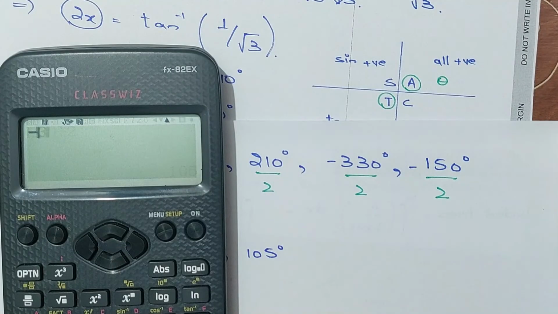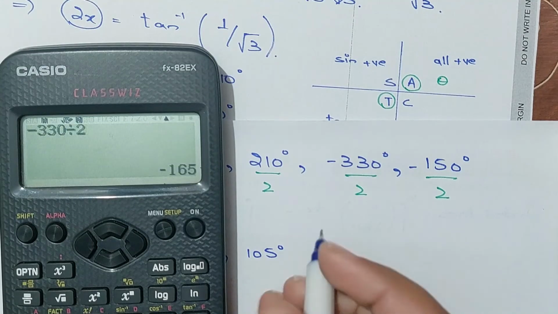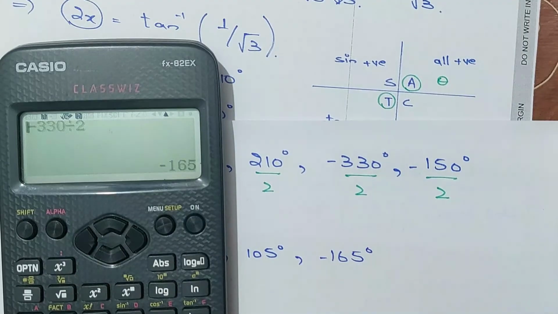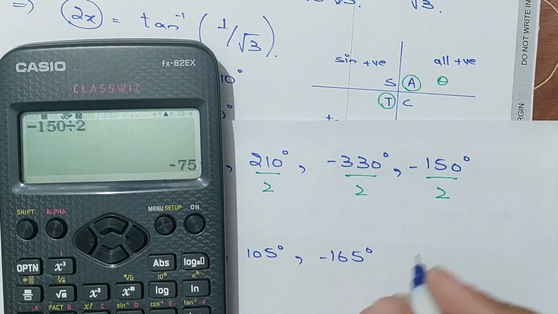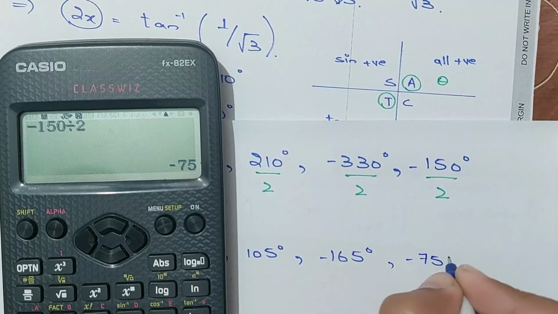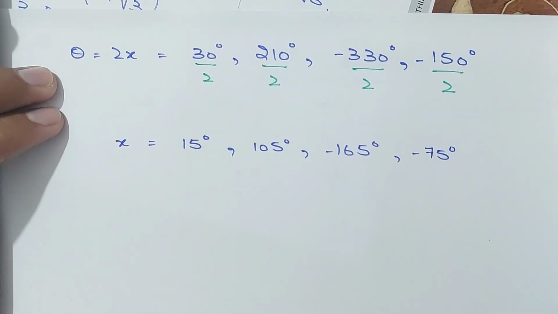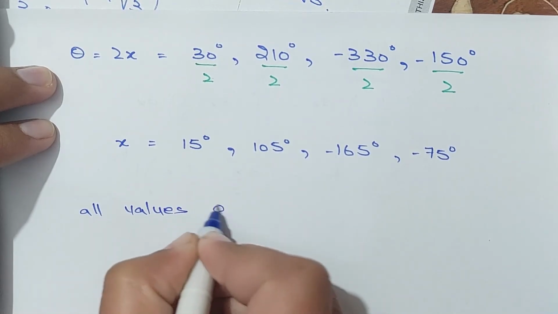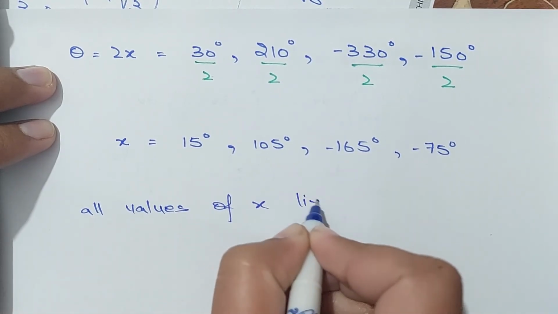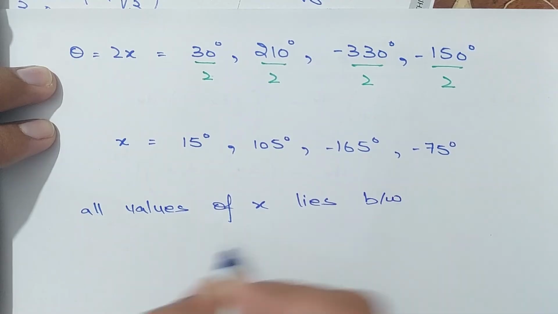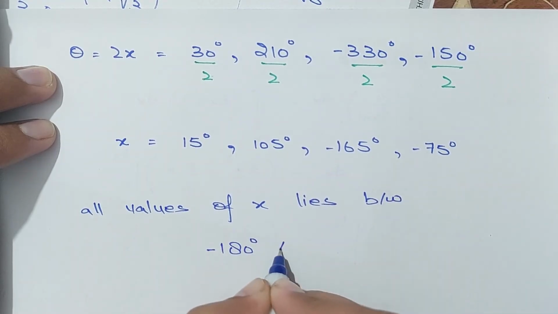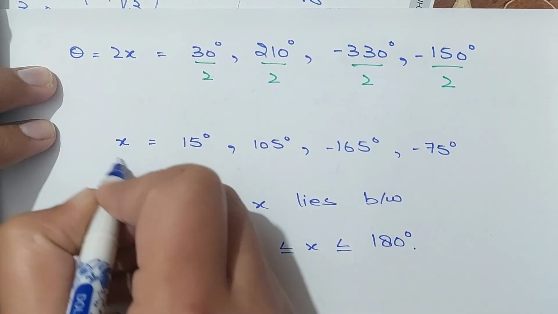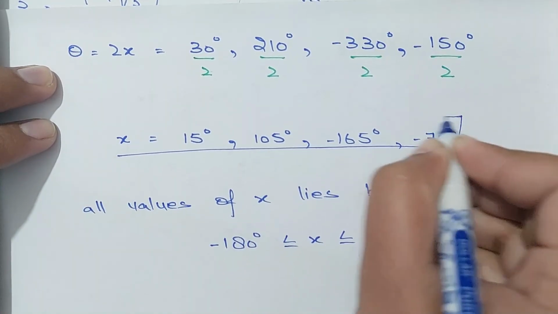Minus 330 divided by 2 is minus 165. It belongs to the domain. Minus 150 by 2 is minus 75 degrees. It also belongs to the domain. So we can say all values of x lie between minus 180 degrees is less than or equal to x is less than or equal to 180 degrees. So these are the solutions.